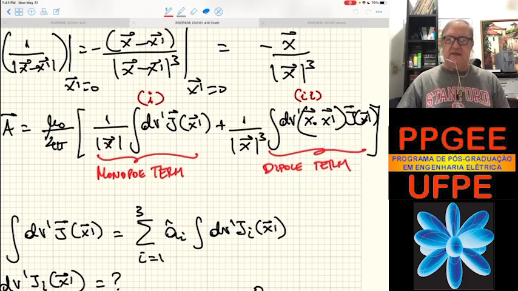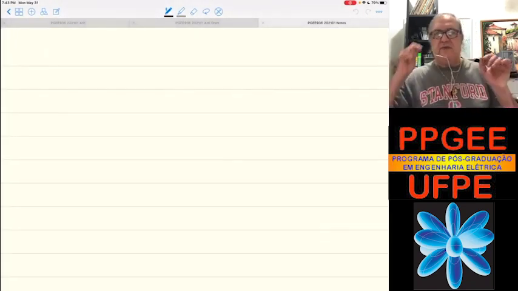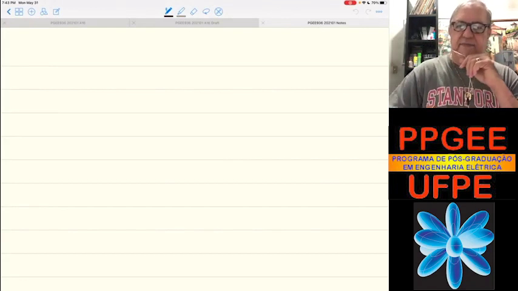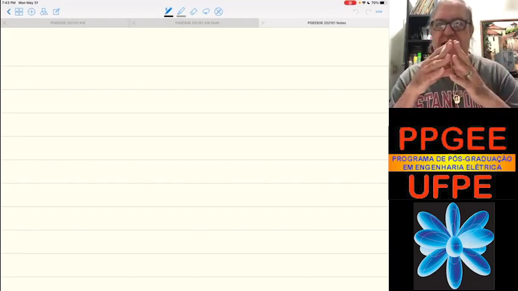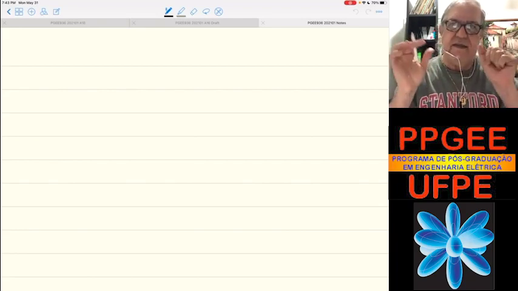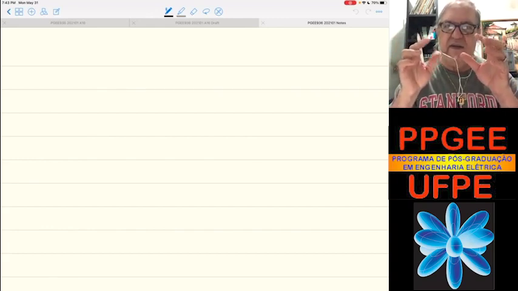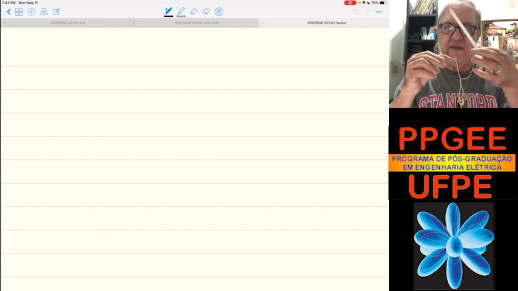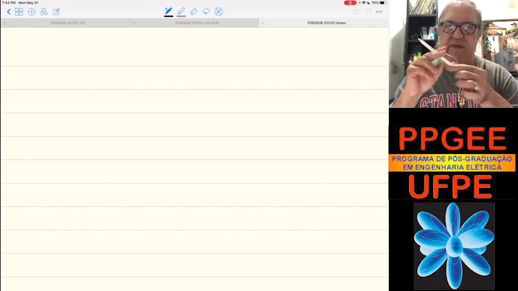So let's calculate those things. We're going to use a property to calculate those integrals, to see what they are. There are two properties we are going to use. Look at this. We're going to use the fact that J is stationary, and we are going to use Gauss's theorem. Gauss's theorem relates the divergence of a field with the normal component of that field on the surface. Because J is stationary, the normal component on the surface is 0.